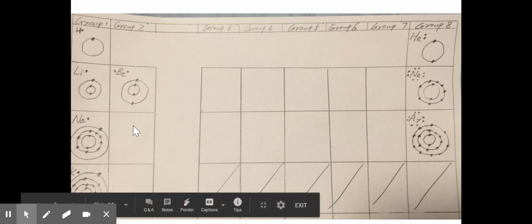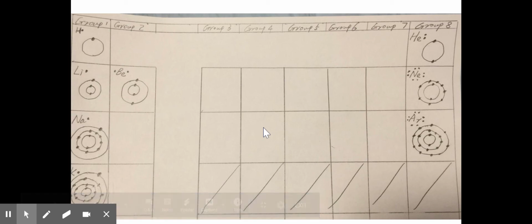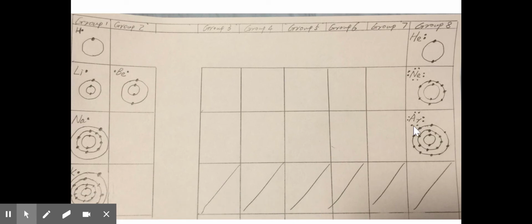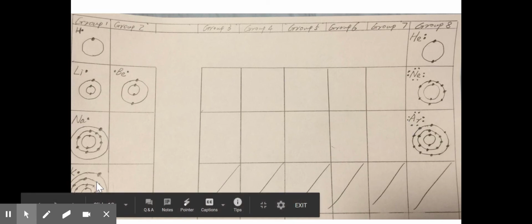Okay, and then you're going to do magnesium, aluminum, silicon, all the way down to argon. Argon is number 18. So you have 2, 8, 8. 2 plus 8 plus 8 gives you 18. So argon has 8 valence electrons, draw 8 dots. Okay, I do need you to finish with potassium, number 19, and calcium, number 20. Okay, that would be your end.